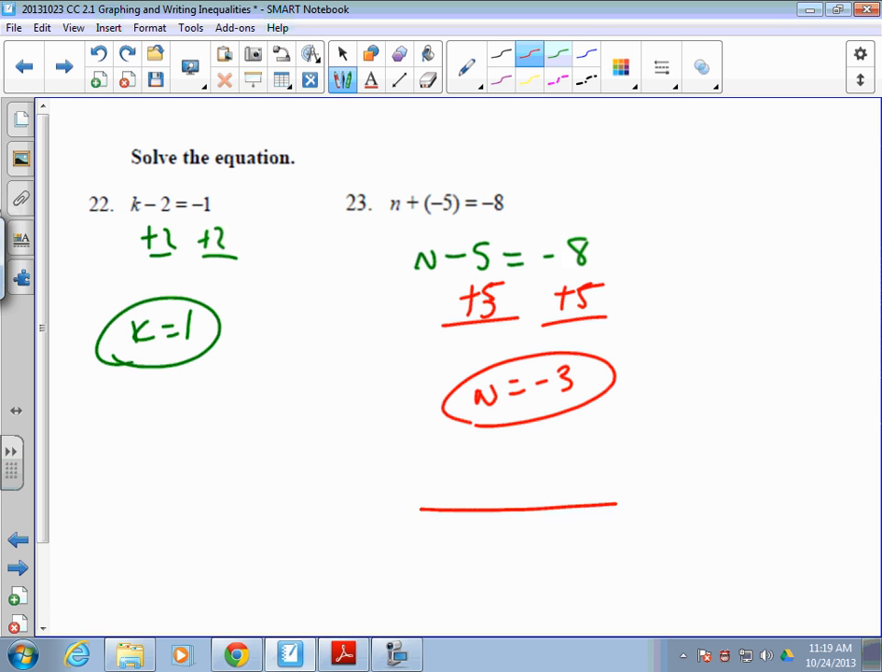Think of a number line if you have to. You start at negative 8. Then you have to go plus 5: 1, 2, 3, 4, 5. You're still at negative 3 here.